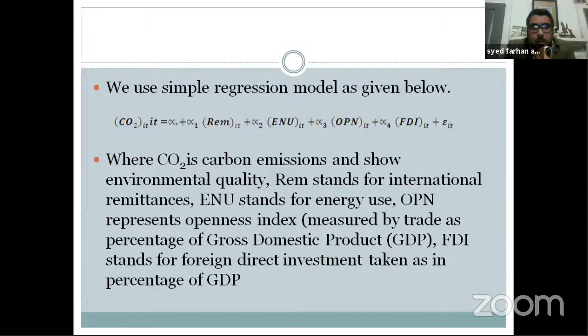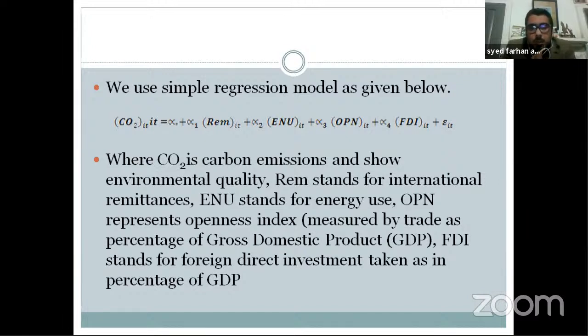I use this simple regression model where CO2 is the carbon emission, measured in metric tons per capita, and it shows the environmental quality. REM stands for international remittances, which are a percentage of GDP.